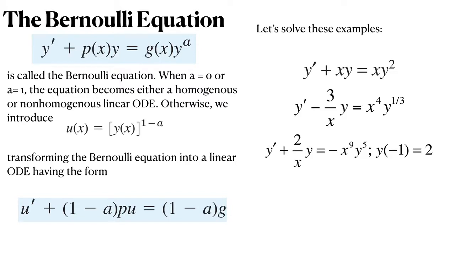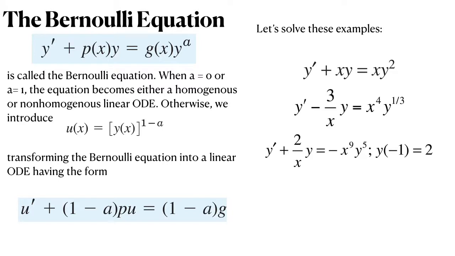So, that's it. The Bernoulli equation with y to the power of a, where a is not equal to 0 or 1, can be reduced into a linear form by introducing u of x. We just changed the Bernoulli equation in terms of function y into function u. So, that is equation 2 at the bottom part on the left of our slide.